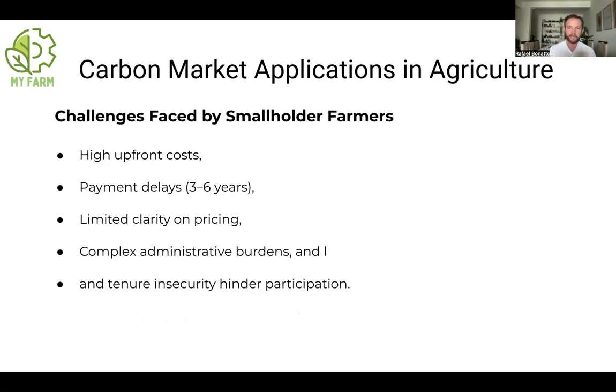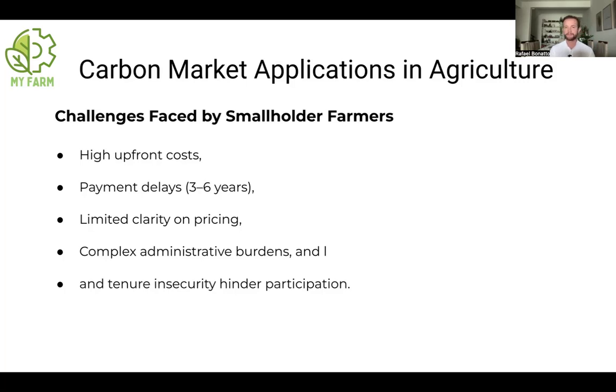These are very common in any part of the world. High upfront costs for you to kick off a project in the voluntary carbon market. You need to cope with some upfront costs, like paying for the visit of technicians, paying for the collection of the soil, paying for the analysis of the soil that has been collected, paying for the monitoring, etc. And sometimes the payment can be delayed up to 3 to 6 years.